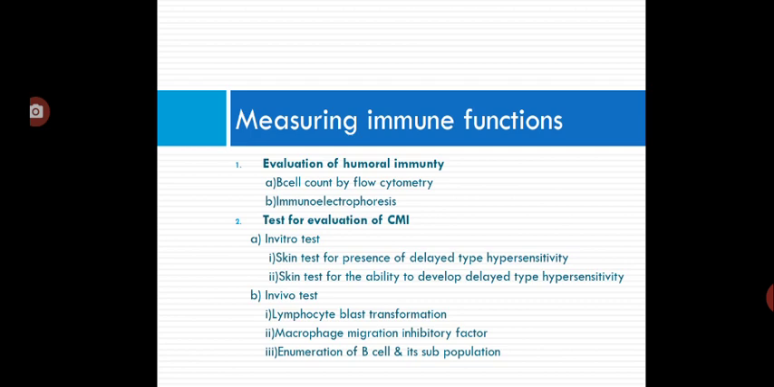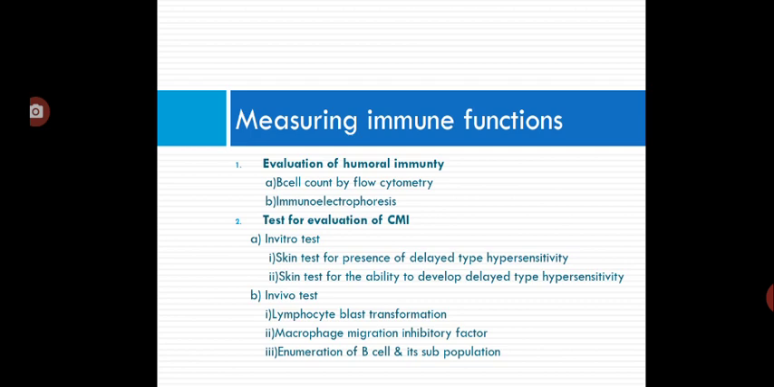Next is macrophage migration inhibitory factor. This occurs when cultured T cells are exposed to the antigen to which they are sensitized, and the effect can be measured by observing the reduced migration of macrophages in the presence of the factor compared with the level in control. Next is enumeration of B cells, T cells, and their subpopulations.